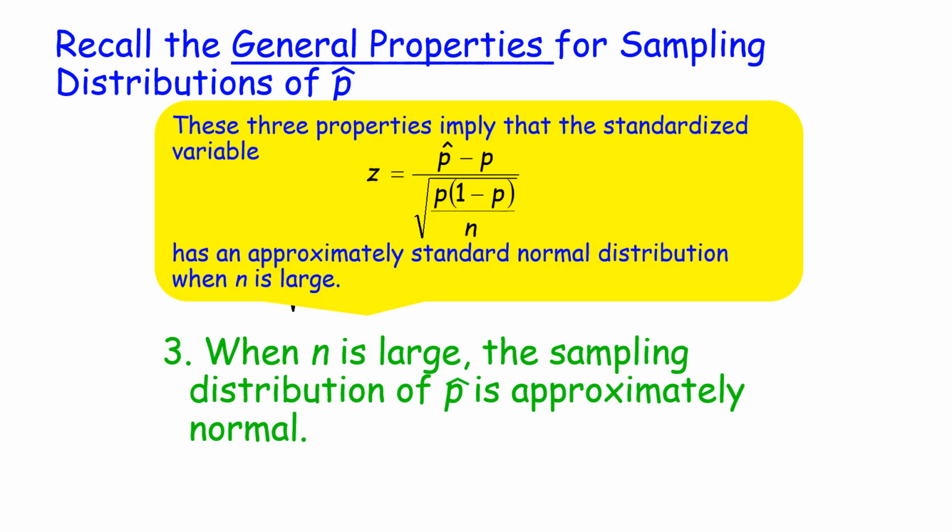These three properties imply that the standardized variable z, which equals p hat minus p divided by the square root of p times 1 minus p divided by n, has an approximately standard normal distribution when n is large. Let's look at an example.